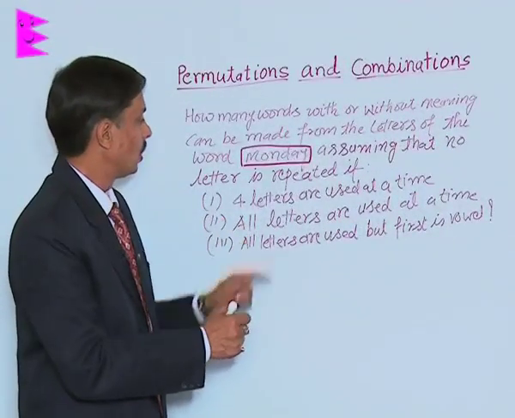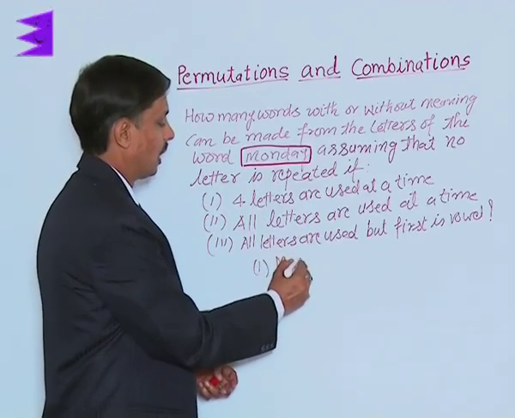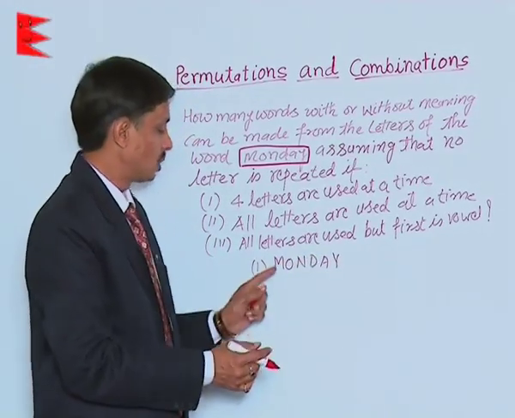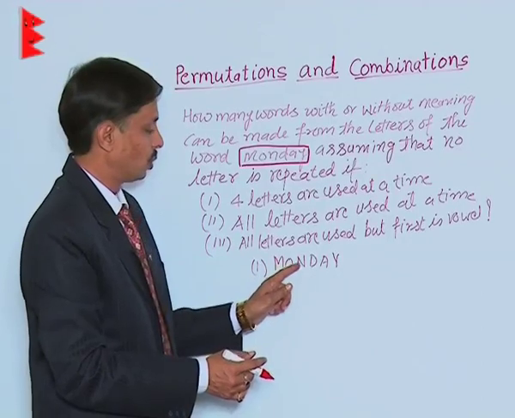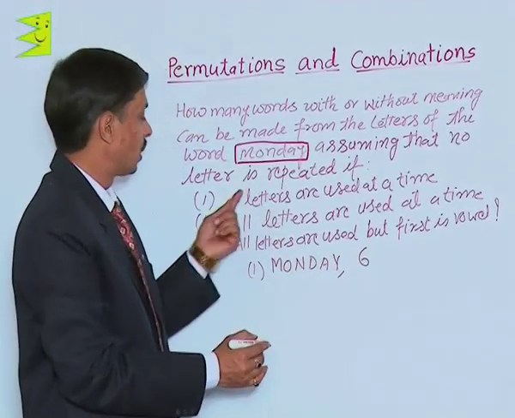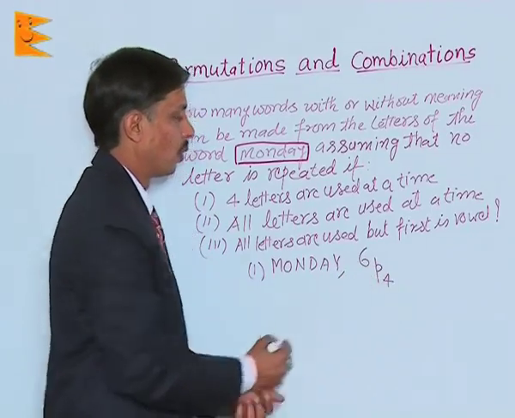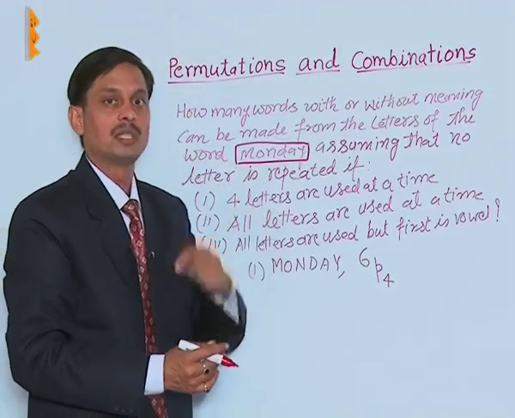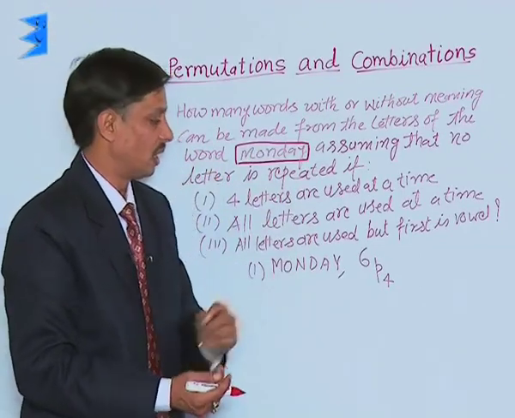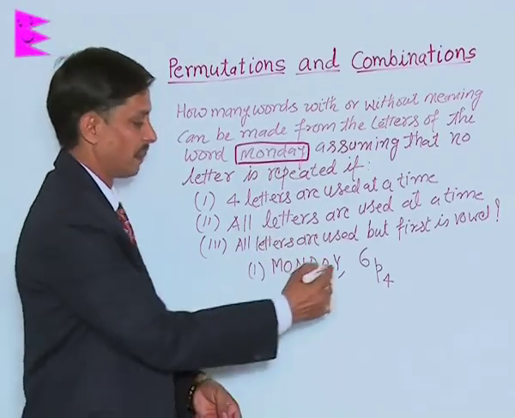I want to tell you, in writing of Monday, how many letters have we used? Letters are 1, 2, 3, 4, 5, 6. So we have 6 choices, but we want to take 4 at a time. So 6P4, because they are asking for arrangements. How many words with or without meaning can be formed if 4 letters are taken out of all the letters used in writing of Monday?